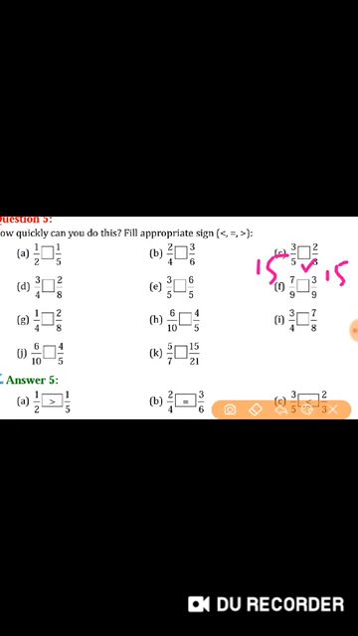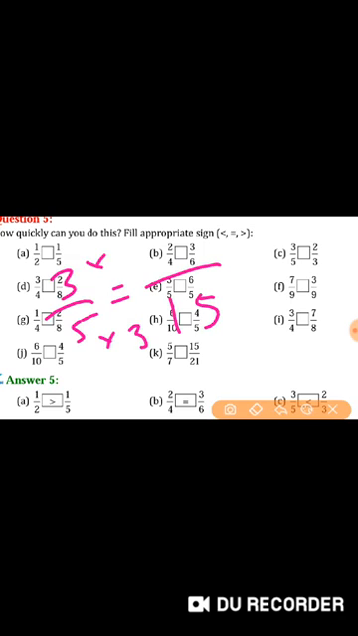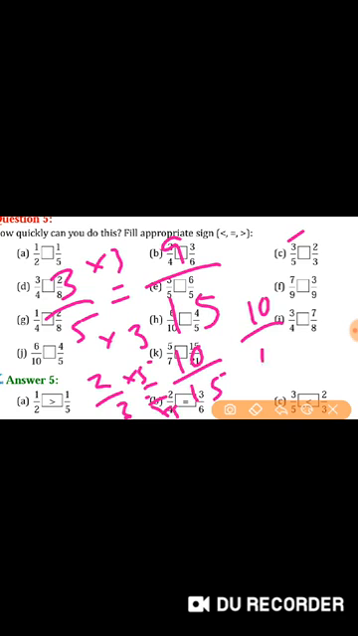So 3 3s we have multiplied, it becomes 9. Once again I'll show it. 3 5s we have multiplied, make it 15. So the numerator I have made as 9 by 15. 2 by 3 I'll make it with 15 as the denominator. So 2 by 3, 15 denominator means we have to multiply by 5. So 2 5s are 10. So 10 by 15 and 9 by 15.